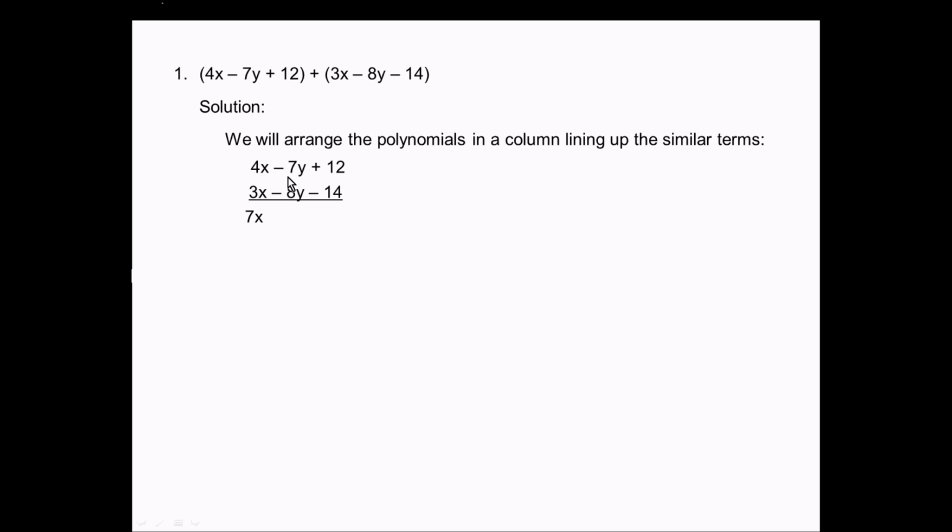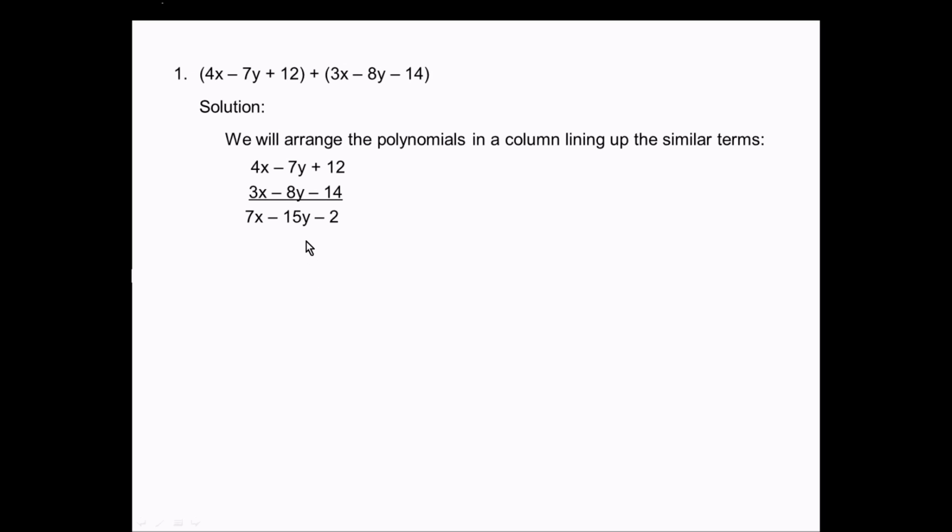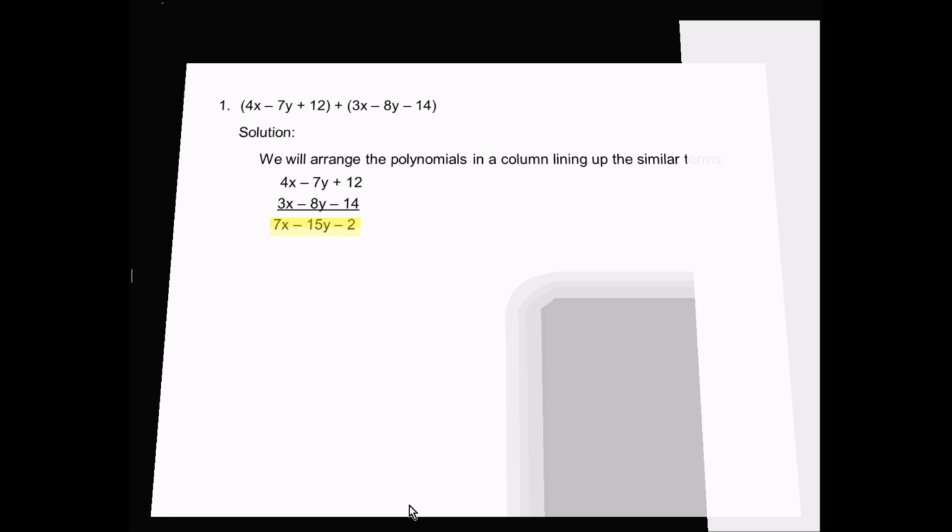Minus 7y, minus 8y, again, just add the coefficients. Negative 7, minus 8, negative 15y. Don't lose the sign. Then 12 minus 14, you get negative 2. So your answer is 7x minus 15y minus 2. Now, if a term adds up to be 0, just don't put a 0, just leave it blank. Now, if they're all 0, you got to put down at least one 0, otherwise it looks like you didn't do the problem.